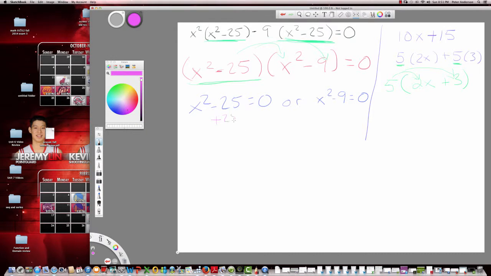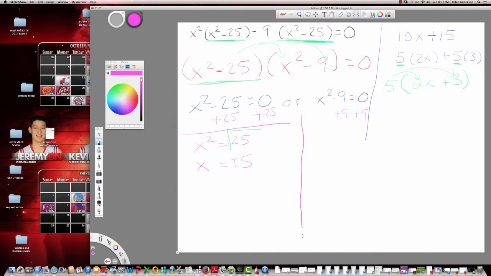Solve: add 25 to both sides, and x squared equals 25. So x is going to be plus or minus 5. Again, in case it's not clear, I've taken the square root, and I'm getting x is plus or minus 5. Do the same thing over here: add 9 to both sides.